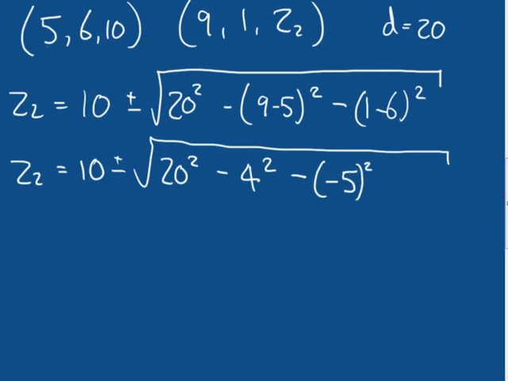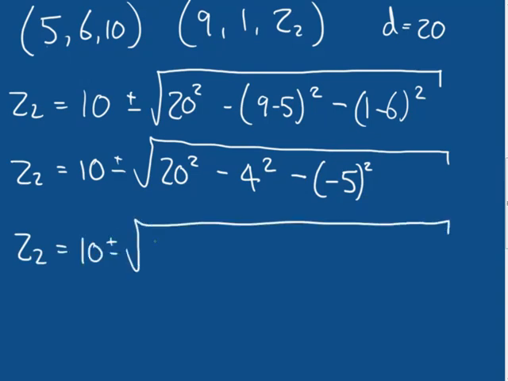Now this is going to be really important when we come to evaluate this, that you make sure to remember the order of operations. So when I get to that, I will mention exactly what I mean by that. So z2 is equal to 10 plus or minus the square root. 20 squared is 400, minus 4 squared is 16.